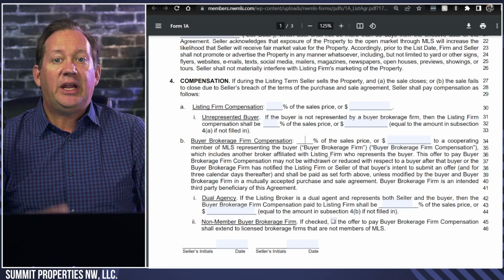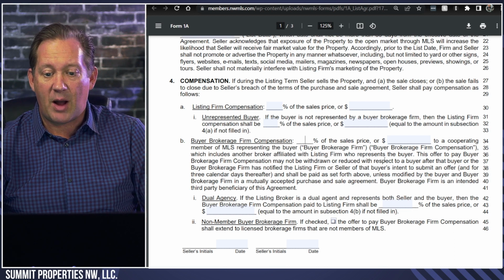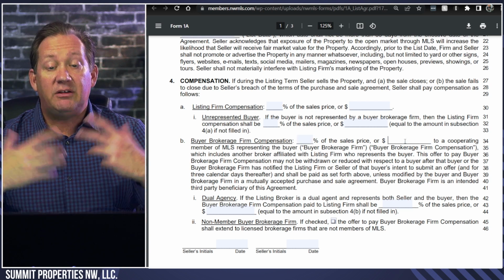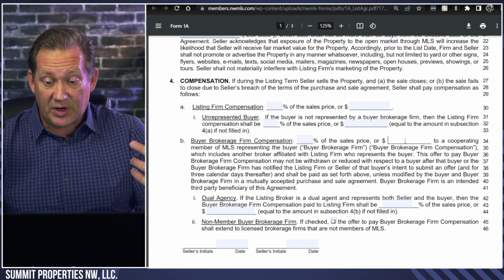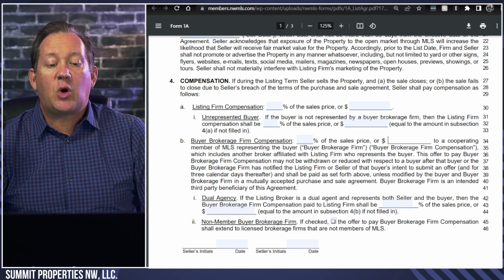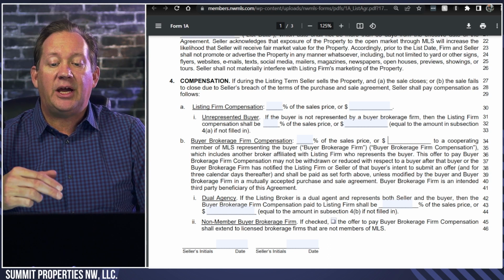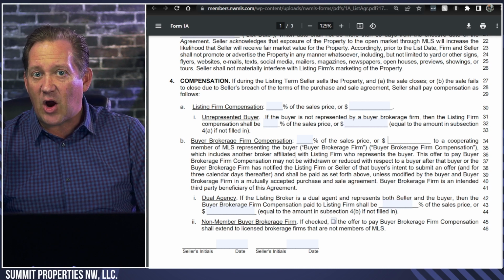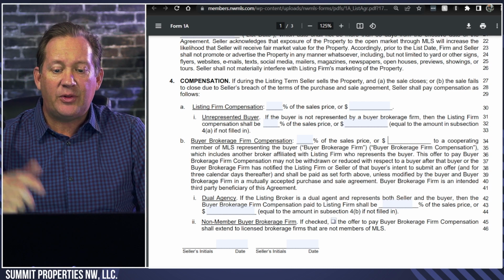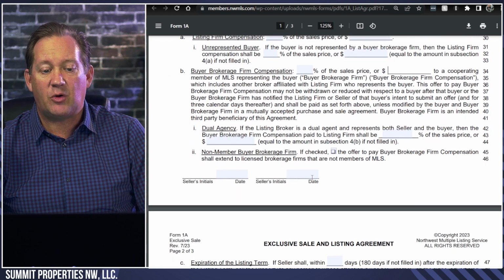It's whatever is applicable for that individual property, or a flat fee, $10,000, $20,000, whatever it is, to a cooperating member of the MLS. You don't see the flat fee that often, but it is out there. Every now and then you'll see it, typically in a little bit of a slower market.